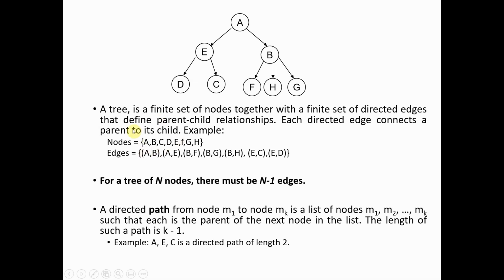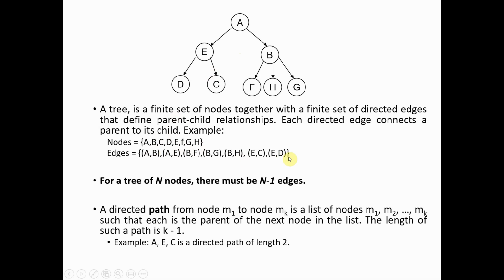How do we represent a tree? A tree is a finite set of nodes together with a finite set of directed edges. So you see that they're directional, that they have a parent-child relationship. Each directed edge connects a parent to its child. So you can just represent trees with a set of nodes and edges. These are the nodes that we have here, and these are the edges that we have here.